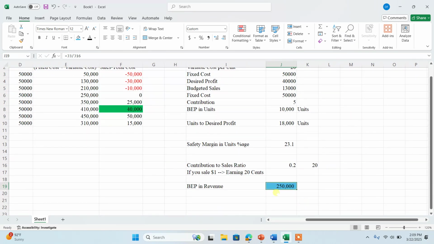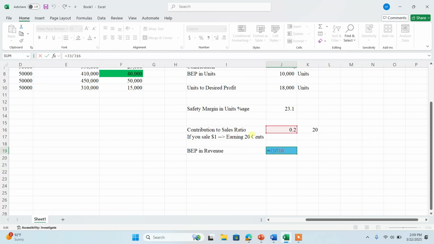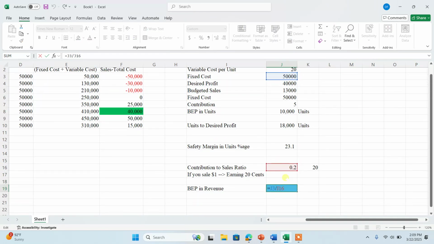But my dear, you can see that this is the sales volume. If I achieve it, I can reach the break-even point. What is the formula again? Fixed cost divided by the contribution to sales ratio.